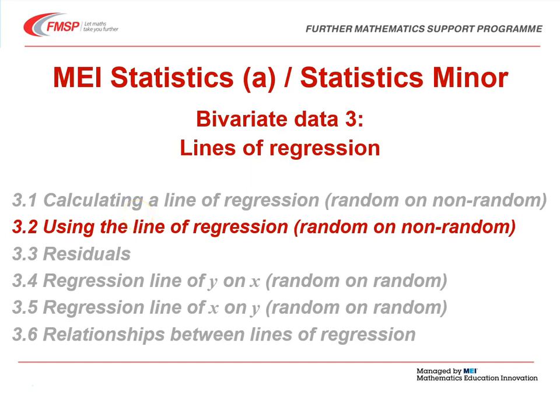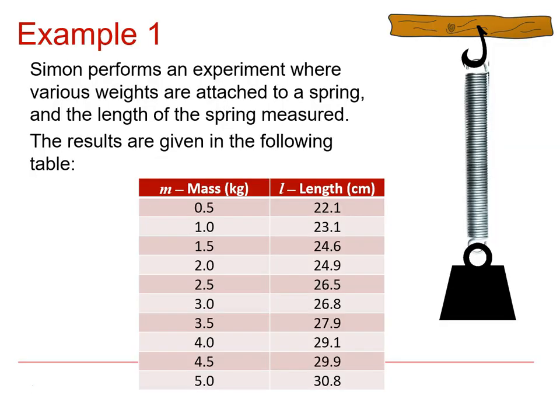MEI Statistics Minor, Bivariate Data 3, Lines of Regression, 3.2: Using the line of regression for random on non-random data. We're going to use the same example as the previous video.